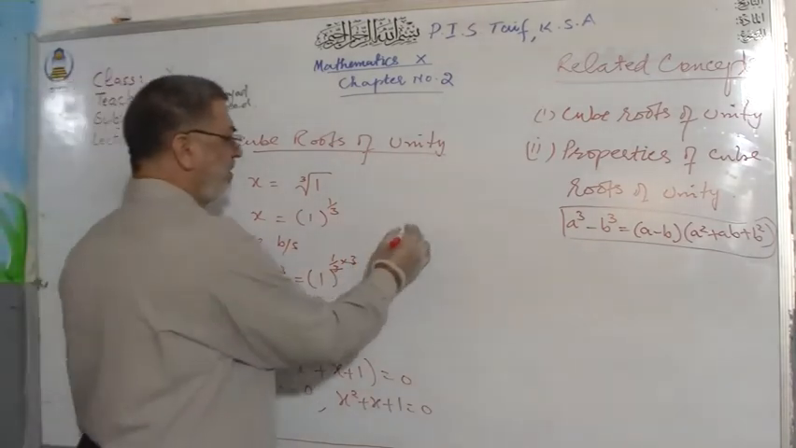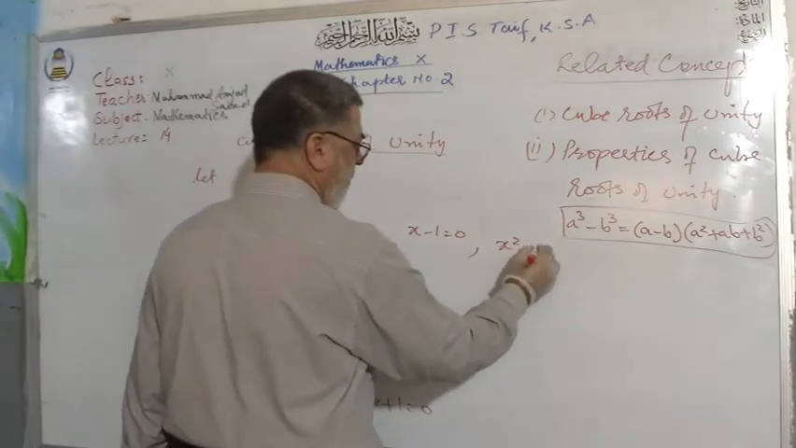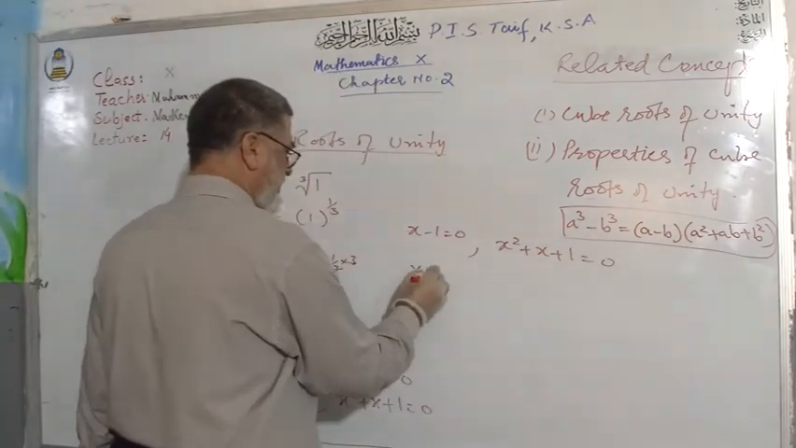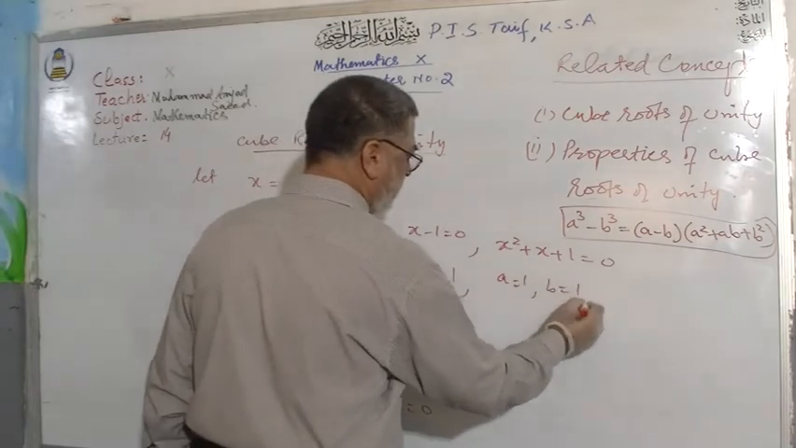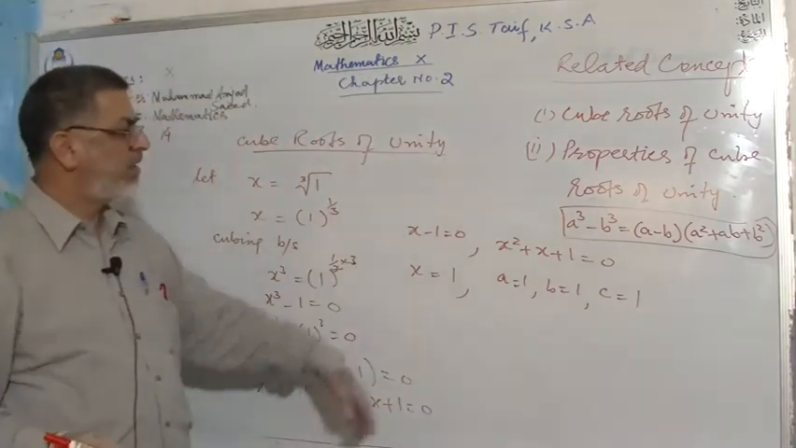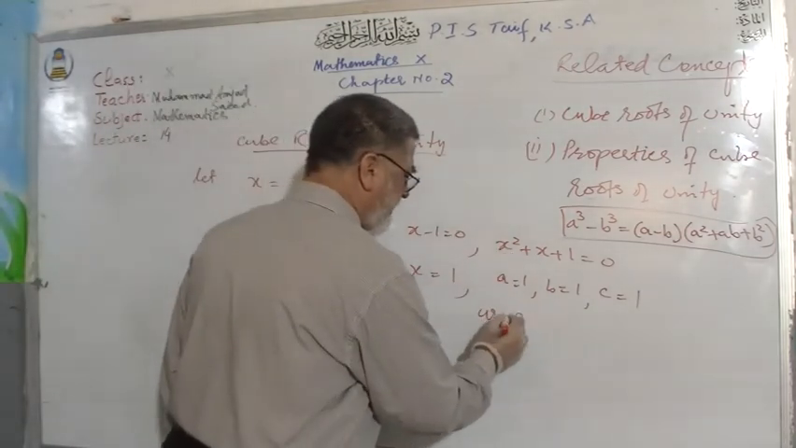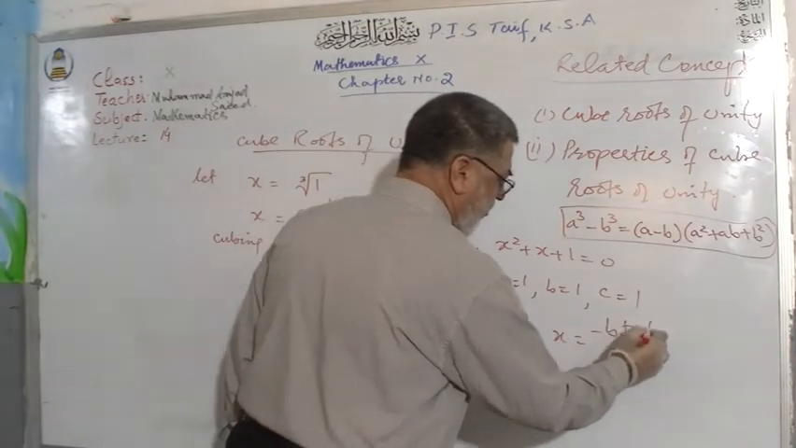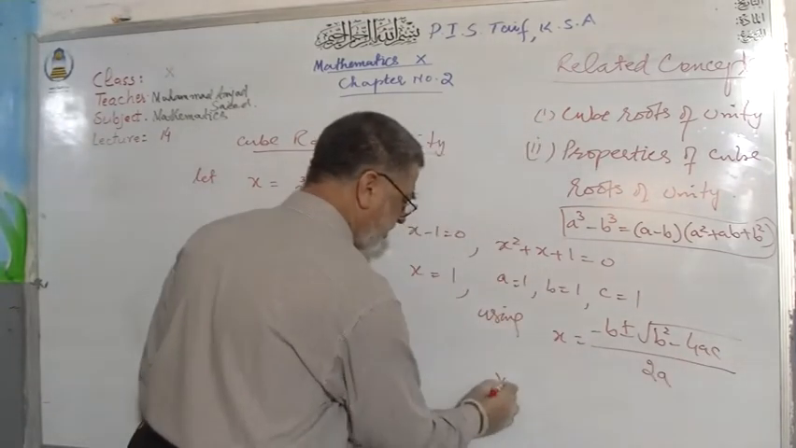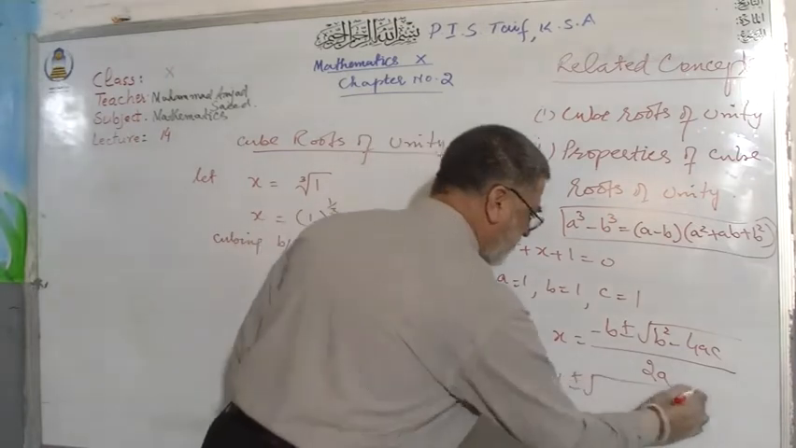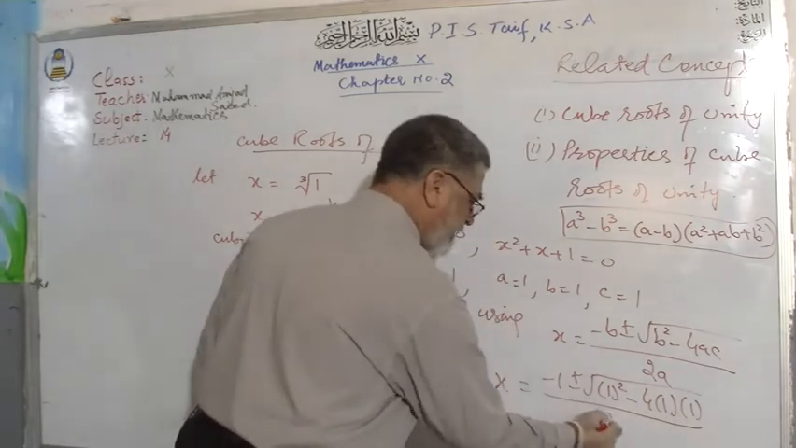Here you will have x minus 1 is equal to 0, and x square plus x plus 1 is equal to 0. This gives x is equal to 1. Here a is equal to 1, b is equal to 1 and c is equal to 1. We will apply the quadratic formula to solve this portion. Using the quadratic formula, x is equal to minus b plus minus the root of b square minus 4ac, over 2a, so x is equal to minus 1 plus minus the root of 1 square minus 4ac, over 2 into 1.